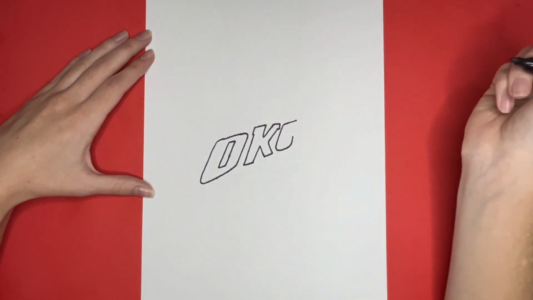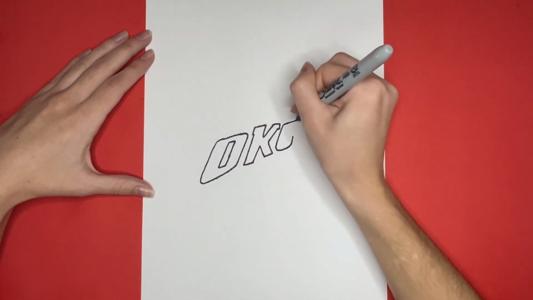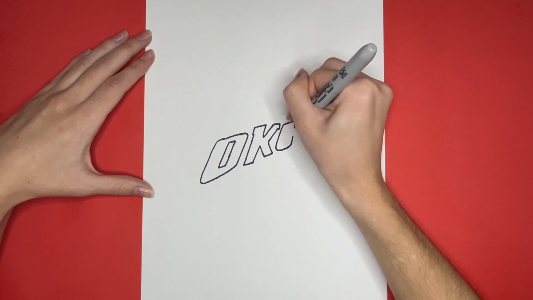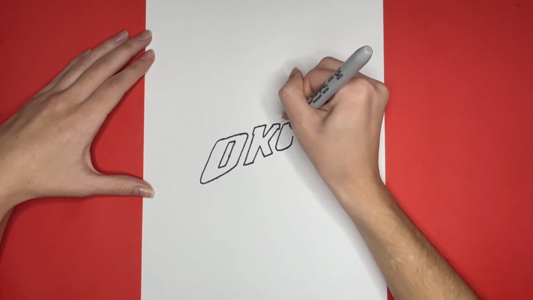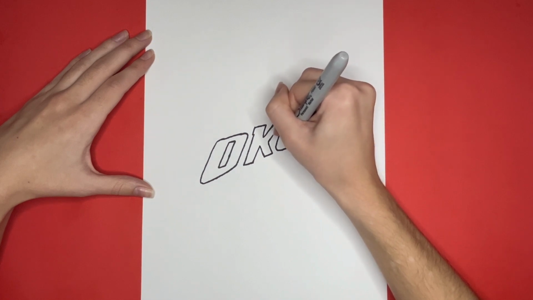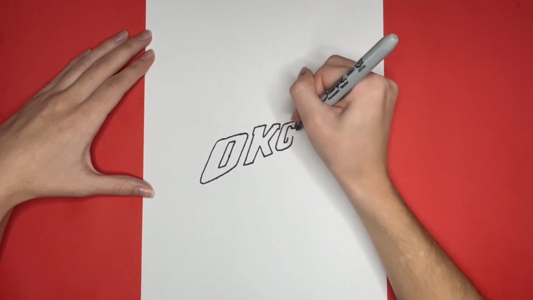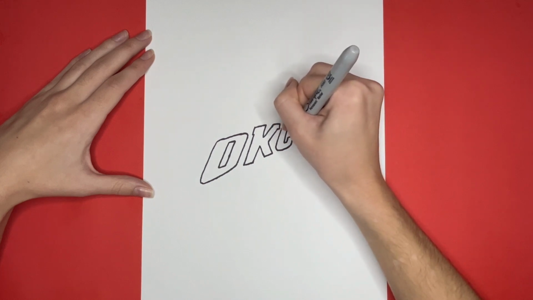Then we are going to go back where we started drawing the C and draw a small straight line going downwards, and then a small line going to the left, and then a C shape for the inside outline of the C, and then a straight line going to the right, connecting it all.